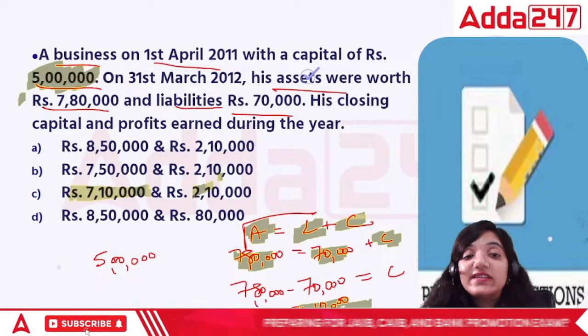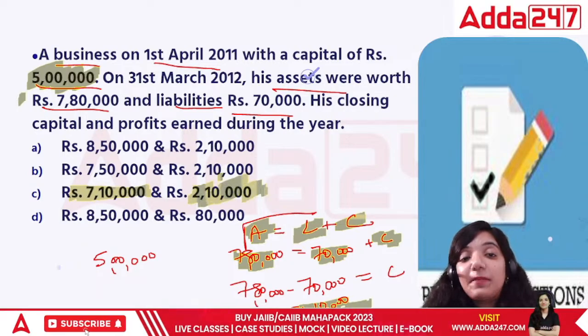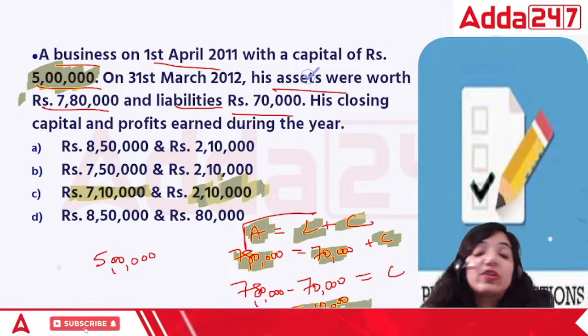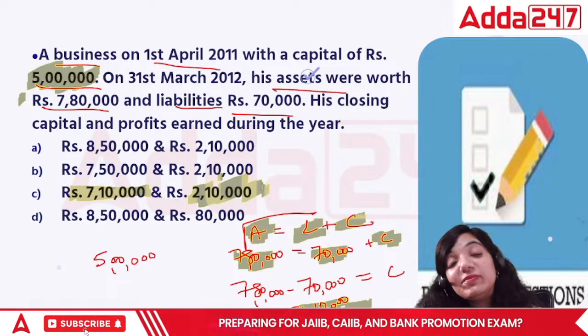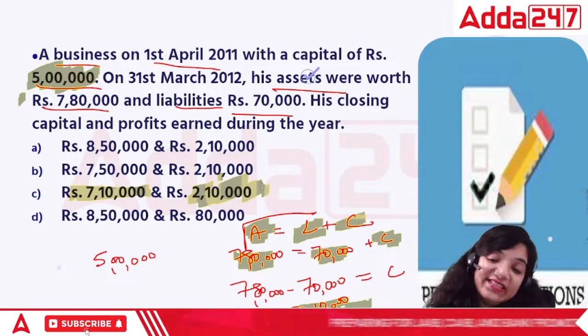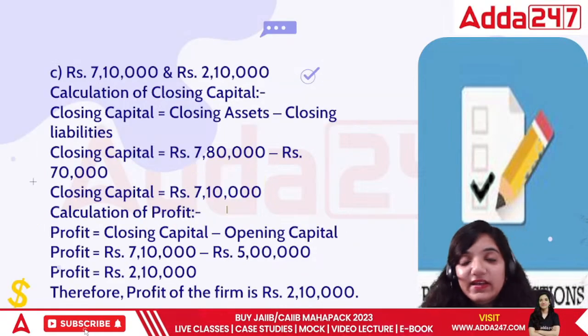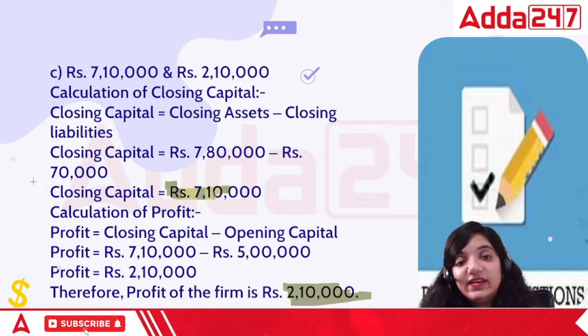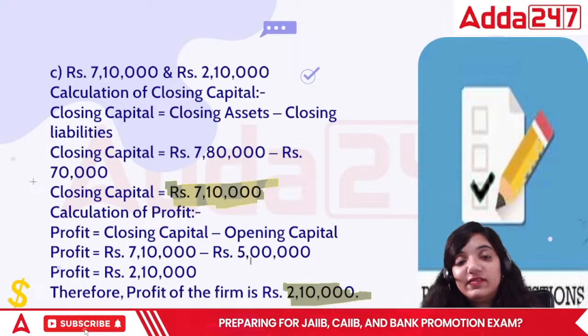Now, how does the capital increase? The capital will increase in two ways. One is the person gets more money. Now he's not putting more money. What he's making is from the business itself. So the correct answer is, this is the profit and this is the closing capital. Done?